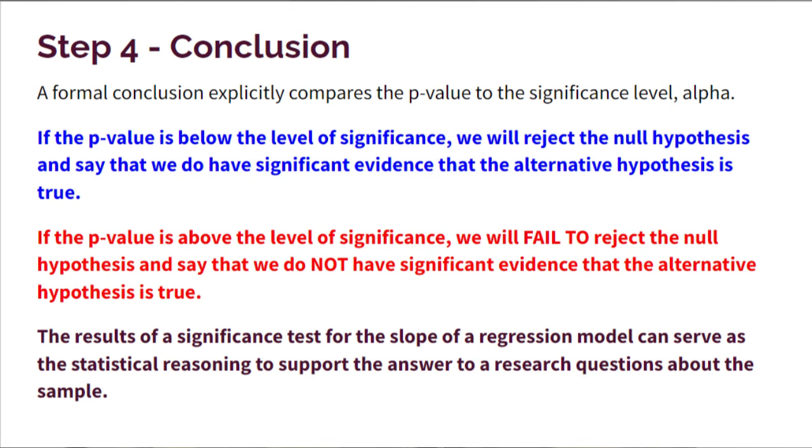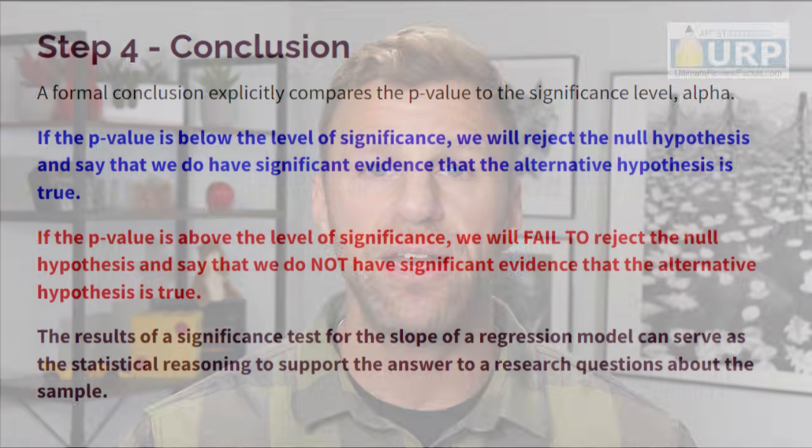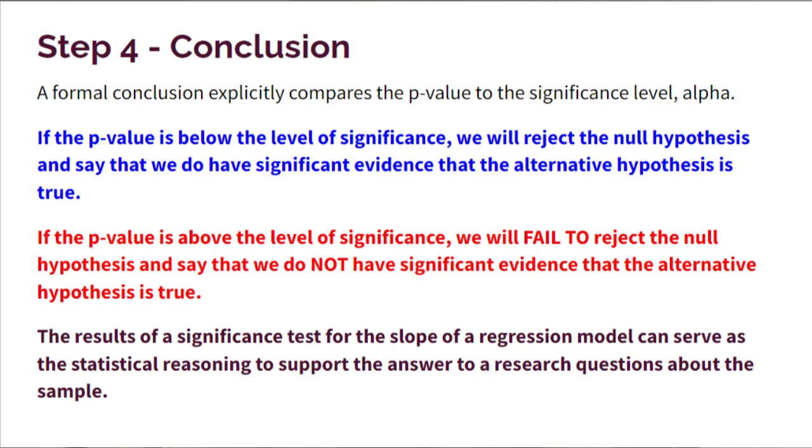And when we reject the null, that means we do have evidence that the alternative is true and that there is in fact a slope, a relationship between these two variables, whether it be positive or negative, depending on your alternative hypothesis. And then if our p-value is greater than our significance level, well, we fail to reject the null hypothesis. We do not have evidence of a slope between these two variables.